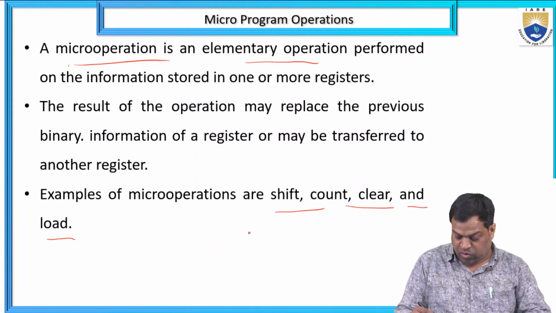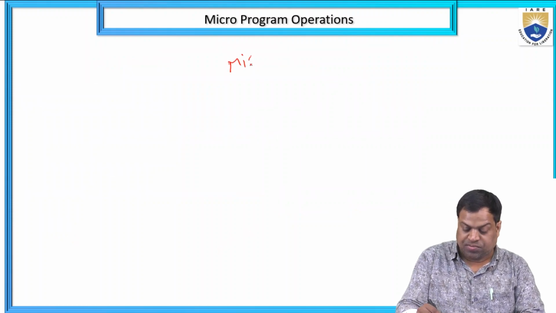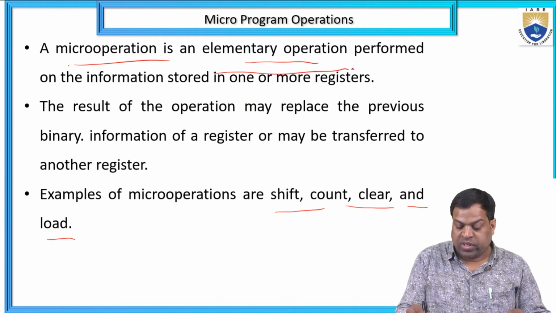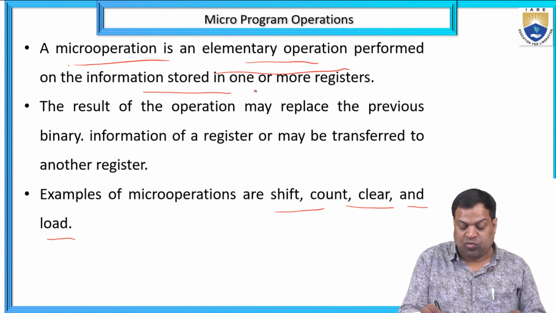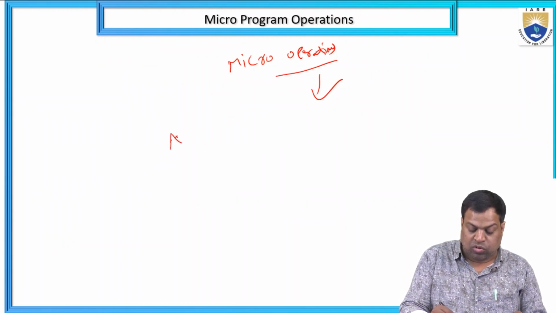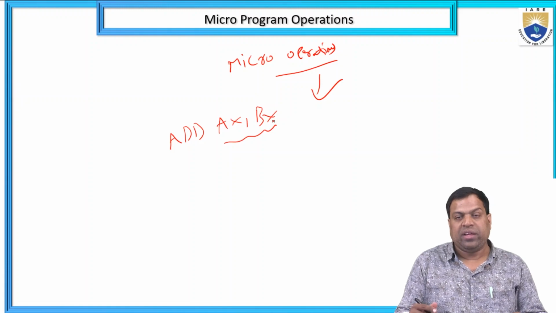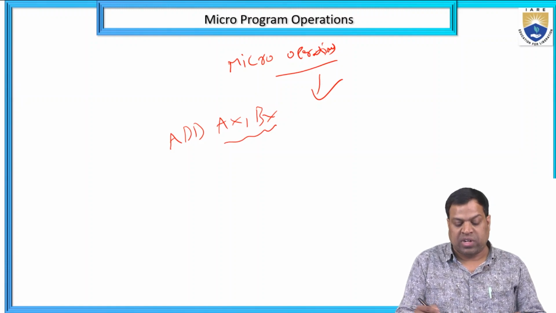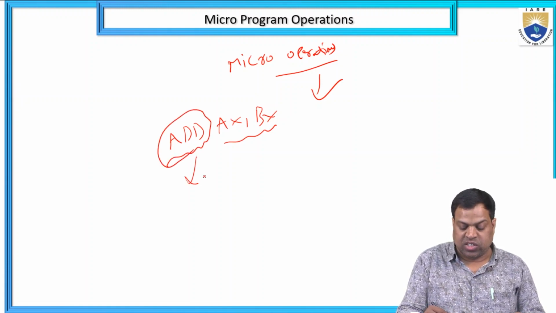So, when we are going for the microoperations, it is the elementary operation performed on the information stored in one or more registers. Suppose we have to go for the arithmetic, add AX, BX. That means I am adding two register values. Adding means I am going for the addition. So it is a microoperation.